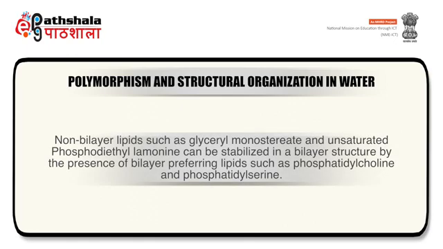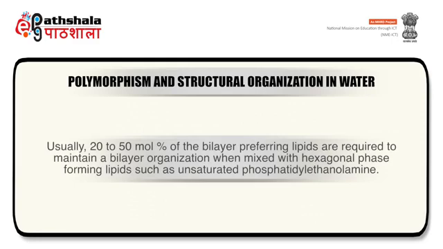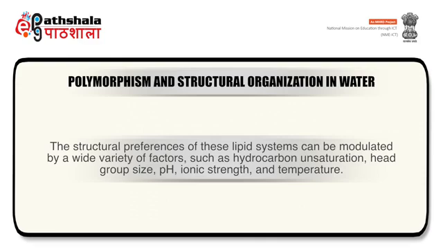Non-bilayer lipids such as glyceryl monostearate and unsaturated phosphatidylethanolamine can be stabilized in a bilayer structure by the presence of bilayer preferring lipids such as phosphatidylcholine and phosphatidylserine. Usually 20 to 50 mol percent of bilayer preferring lipids are required to maintain a bilayer organization when mixed with hexagonal phase forming lipids such as unsaturated phosphatidylethanolamine. The structural preference of these lipid systems can be modulated by a wide variety of factors such as hydrocarbon unsaturation, head group size, pH, ionic strength, and temperature.